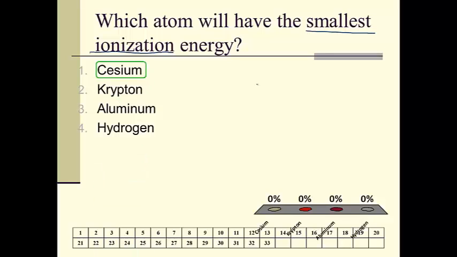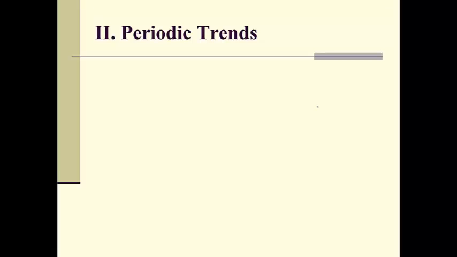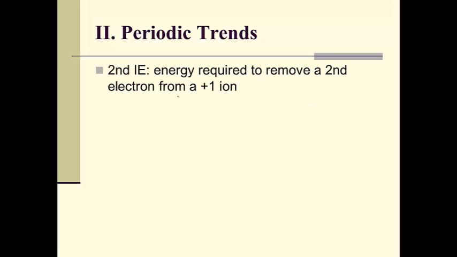Okay, and cesium. Why cesium? This one right here is the largest atom, or largest radius. Okay, now, the second ionization energy.